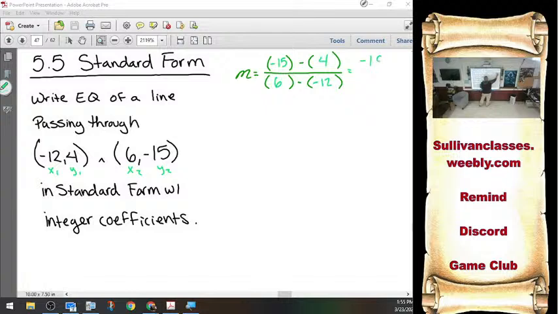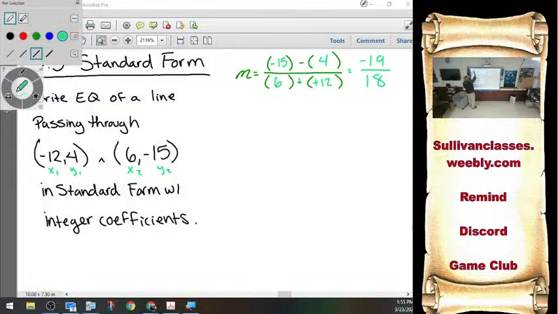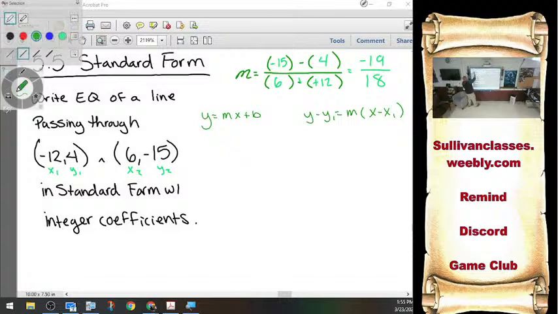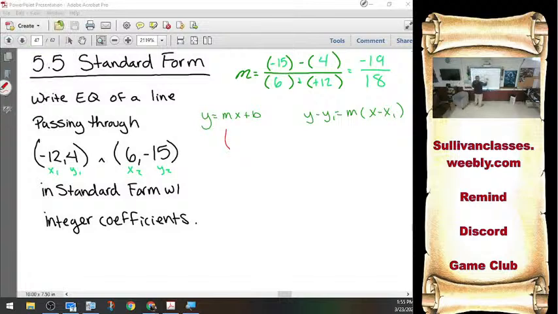Get negative 19 over 18. Not a pretty slope at all. But that's okay. Doesn't matter if it's an ugly fraction. We're going to get rid of it. That's kind of the whole point here. Whether you said y is mx plus b, or y minus y1 is m times x minus x1, whichever of those two you go into, you now know your slope. So I got negative 19/18.